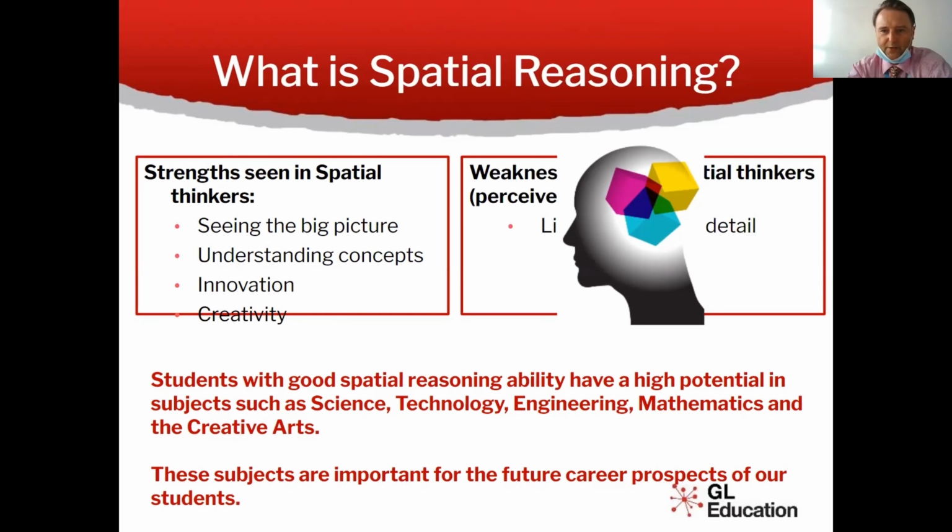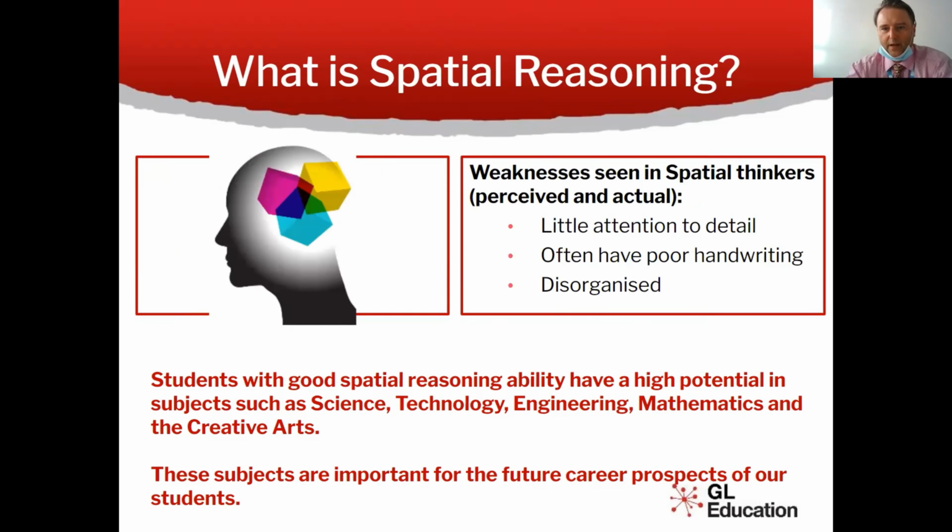They do have weaknesses as well. Weaknesses that we might see, everybody has strengths and weaknesses. So weaknesses that we might see in spatial thinkers: little attention to detail. They may have poor handwriting. They might be disorganized.